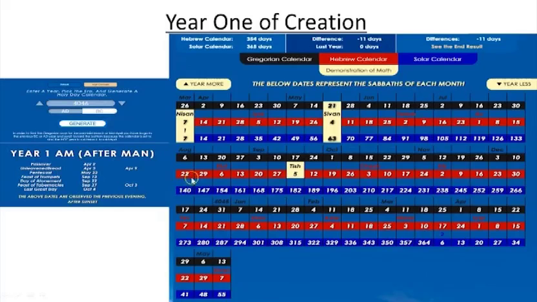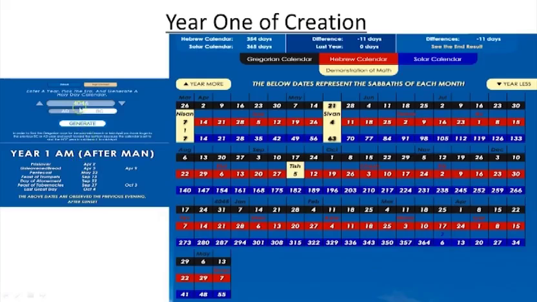Now, I'm going to show you what that meant, because if we use the generator and go back and find that first year, then we should see that the first Sabbath occurring on that year would be on the 7th, and it would have to agree with the solar calendar being on the 7th, because that's when God started the rotation of the earth around the sun and the moon around the earth.